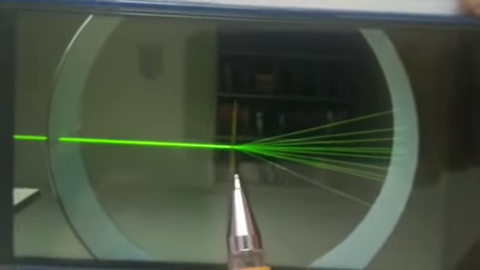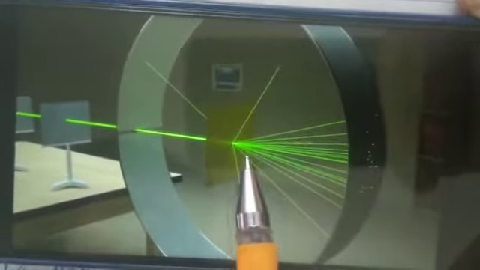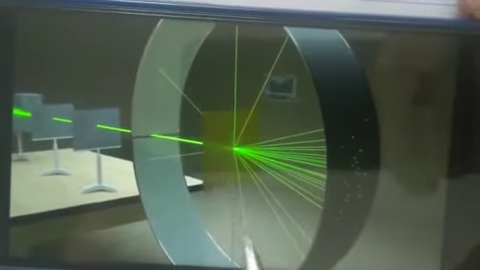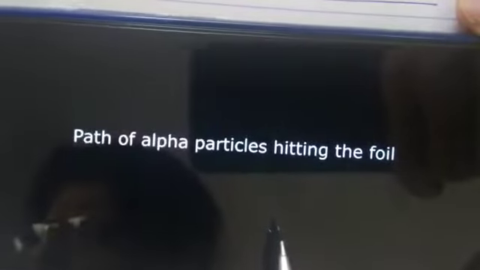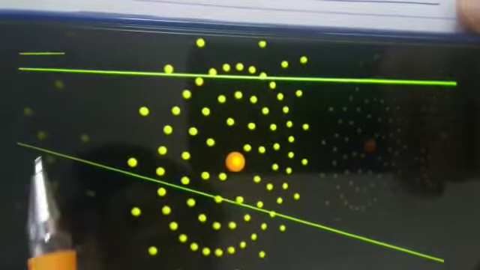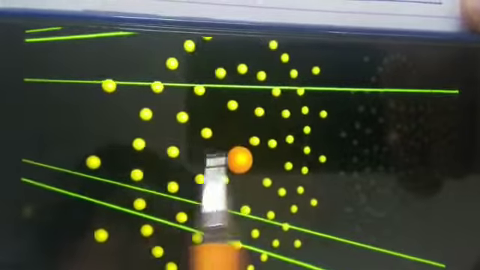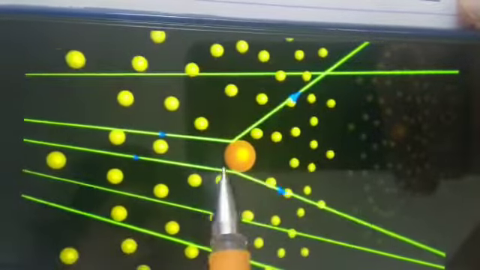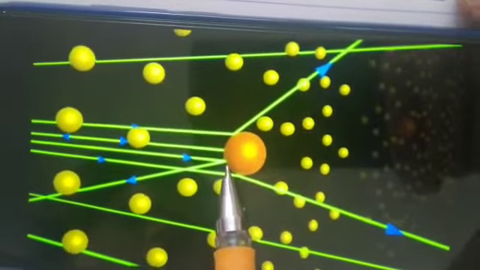When these alpha particles strike, they get deflected through various angles. Now you can see this deflection, they are deflected and striking on the screen. When they strike on the screen they produce flashes of light. Now it is very clear that some of the alpha particles go straight, right? These green lines are the alpha particle beam and very few are deflected at a small angle and one is reflected at 180 degrees, meaning it bounces back.